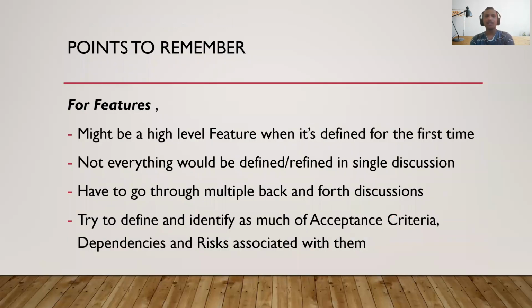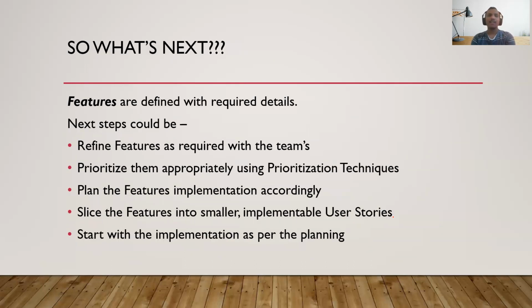So the points to remember: as I mentioned, it might be a high level feature, just a simple feature name and benefit hypothesis when we define it for the first time. But as we go through multiple discussions, we might be refining, updating and revising the feature as much as required. And we might not be doing everything in one single discussion. Make sure to identify as much of the acceptance criteria as possible, and not only that, the dependencies or any risks associated with the features, and bring them to the discussion as well.